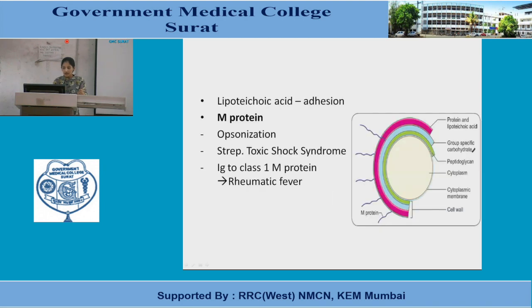Now this is the structure of the cell wall of Streptococcus pyogenes. Here you can see the innermost part of the cell is the cytoplasmic membrane, and outside of this cytoplasmic membrane there are three layers. The innermost layer is known as the peptidoglycan layer. The second layer is known as the group specific carbohydrate layer, and the third, outermost layer is made up of protein and lipoteichoic acids.